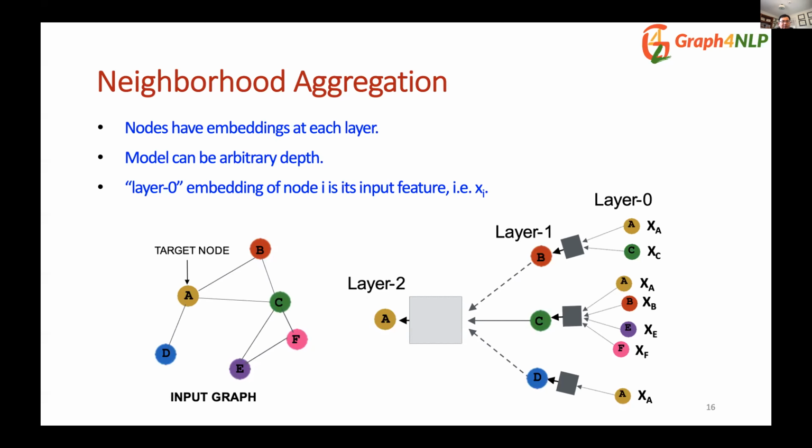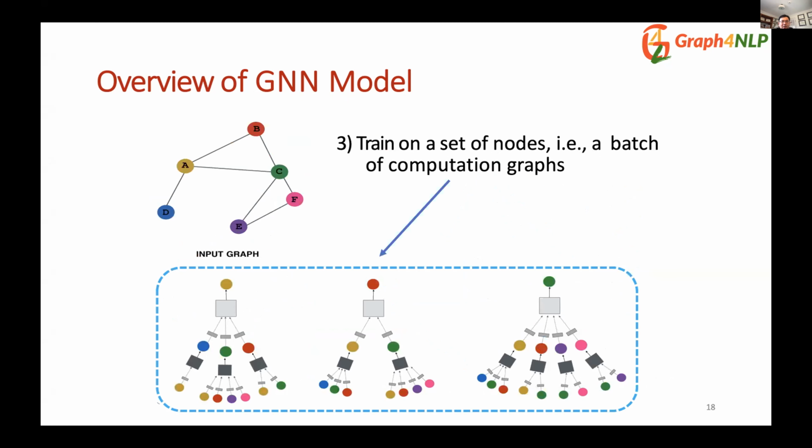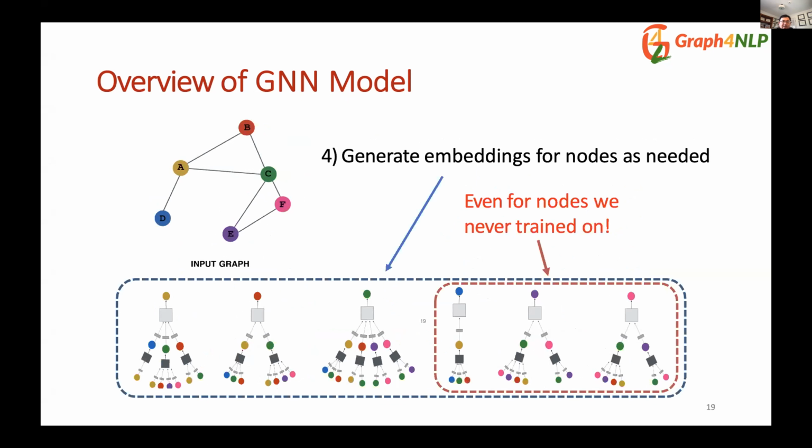So here is an overview of the graph neural model. The first thing you want to do is define a neighborhood aggregation function where, for example, you aggregate the representations from A and C to generate the representation for B, and the same thing for C and D, and then propagate to A. Once all the graph nodes have learned their corresponding embeddings, you can define a loss function on the embedding, for example for a node classification task, and train the model on a set of nodes, where each node is a batch of the computational graph. Then you can generate a node embedding for each node as you want.